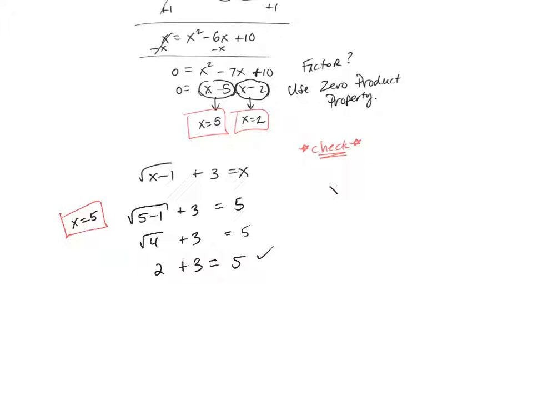And now let's check x equals 2. So I would get the square root of 2 minus 1 plus 3 is equal to x, which we're checking for 2. Let's see, 2 minus 1 is 1. Square root of 1 is 1. 1 plus 3 is 4. Is that equal to 2? Nope. So x equals 2 is not a true solution. So we just have one solution on this, x equals 5, and we are done.